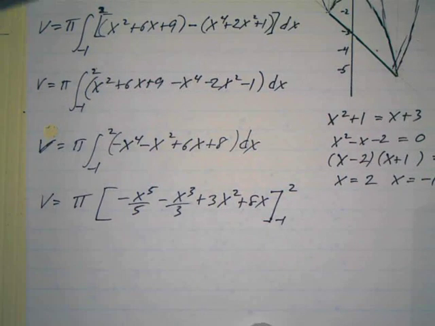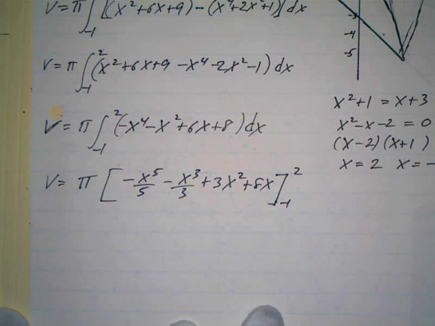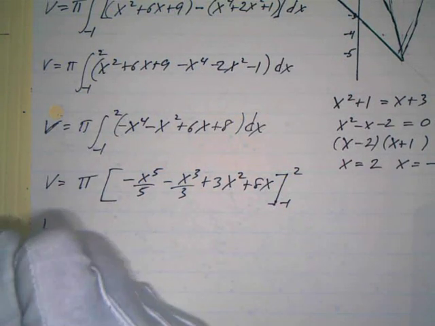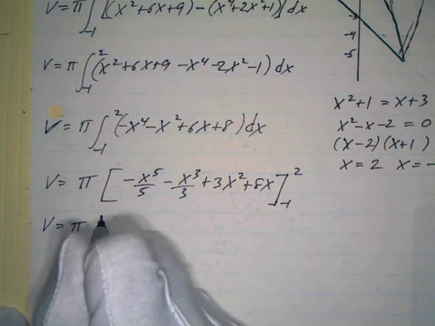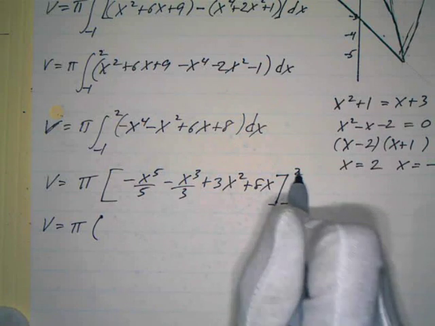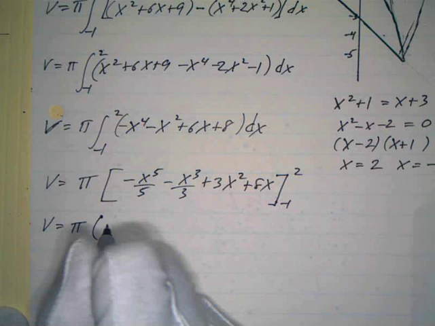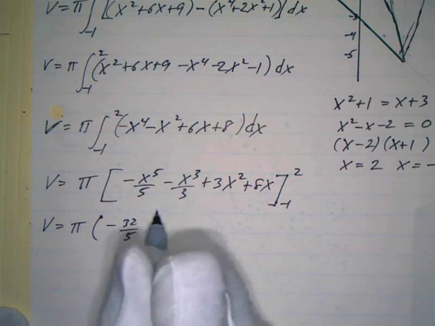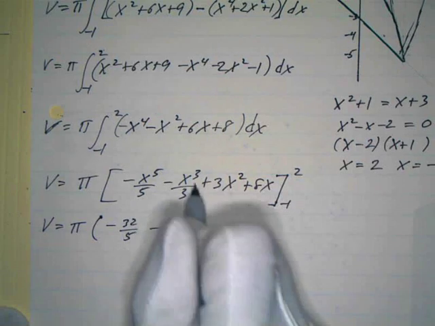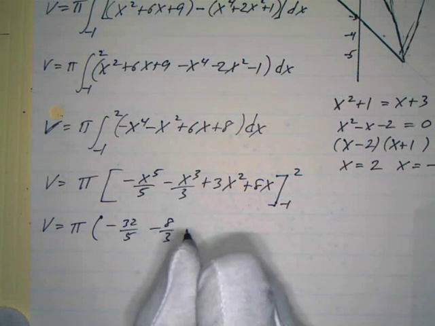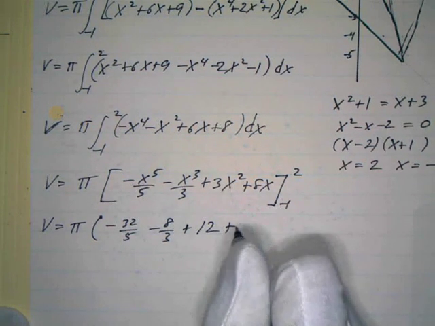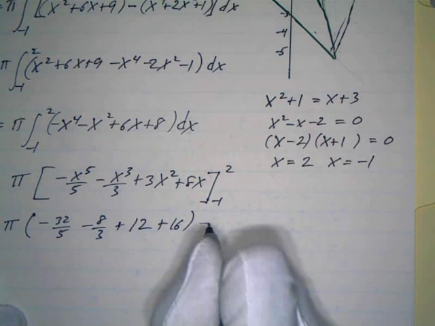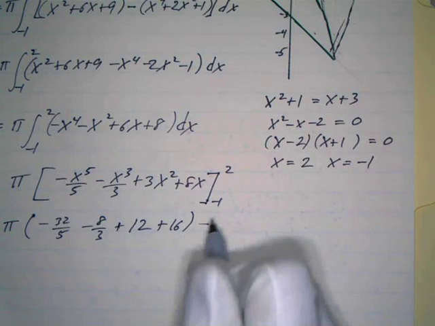And we've got some arithmetic to do here. So volume equals pi. And then I'll do the first part. Remember the fundamental theorem of calculus, f of b minus f of a, so I'll put 2 in there. And I get -32 over 5, -8 over 3, 2 cubed is 8, plus 2 squared is 4, 3 times 4 is 12, and plus 8 times 2 is 16. Minus, and then we'll just put -1 in here.